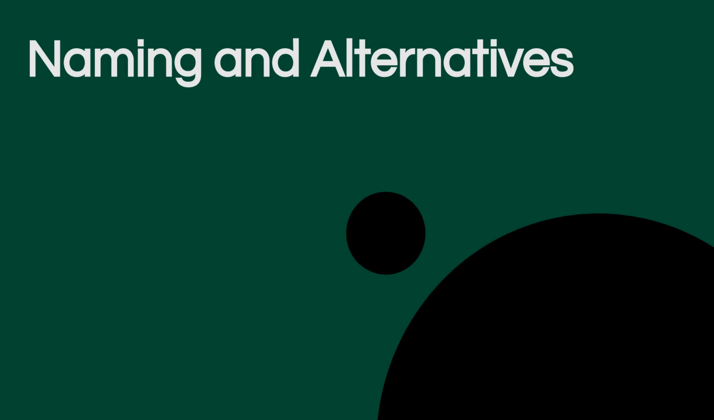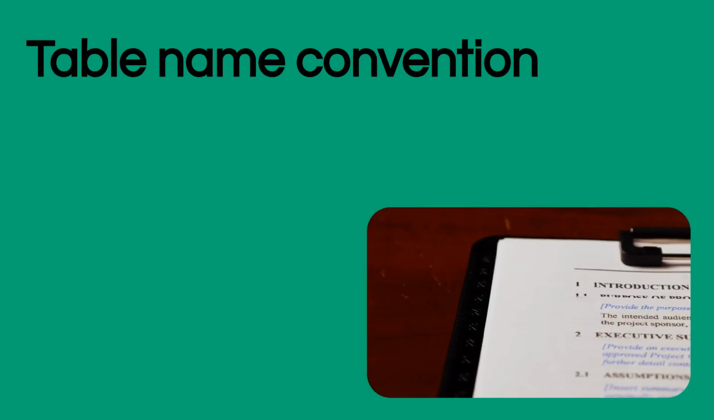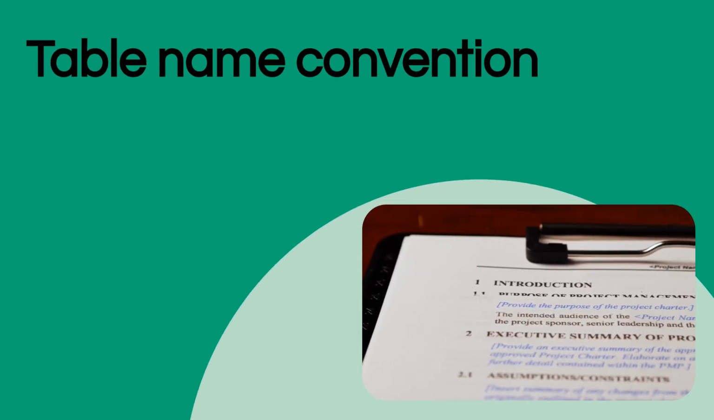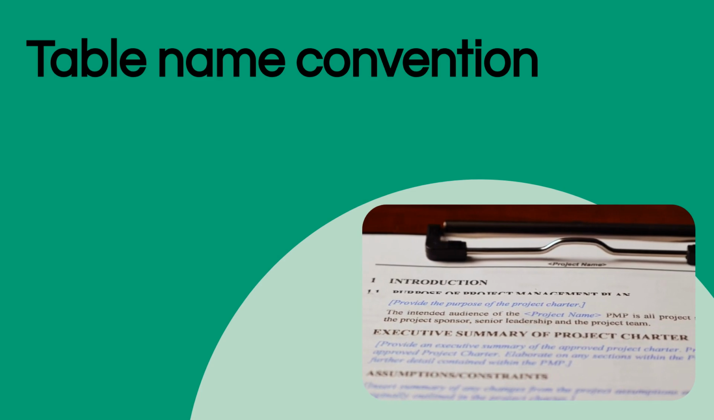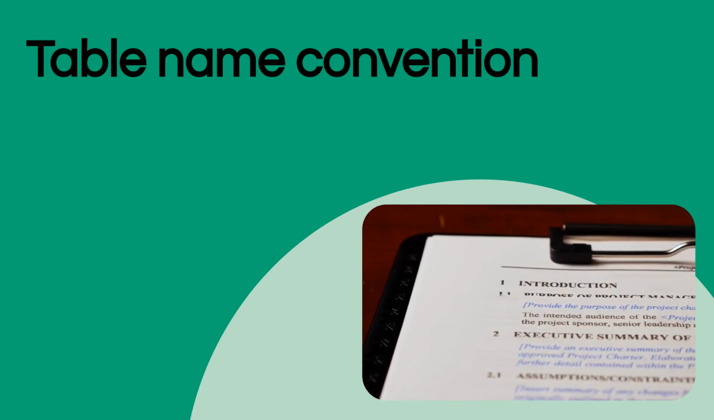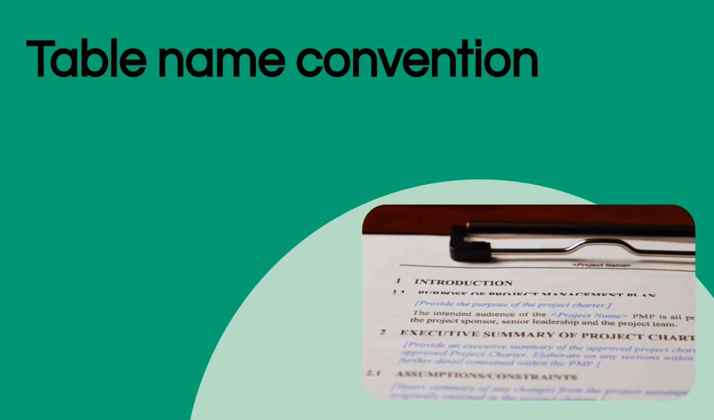Understanding naming conventions and alternatives helps simplify our database design. The standard naming convention for this new table is combining the initial entity name, like passenger, and the attribute name, resulting in passenger phone number.